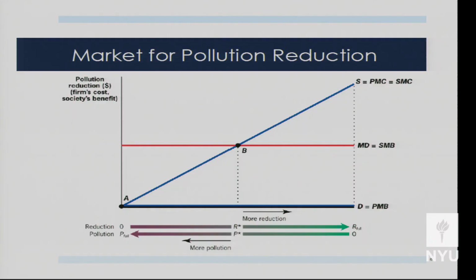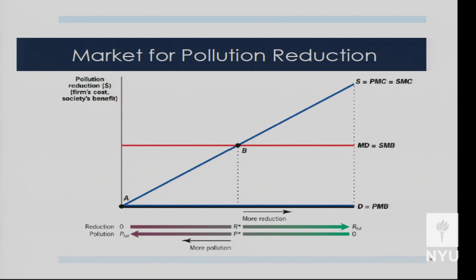Okay, so we have our social marginal benefit function, our social marginal cost function. The socially efficient equilibrium will be where these two lines intersect, which is at point B. So point B is where there is a level of pollution of P star, a level of pollution reduction of R star. P star and R star are complements.